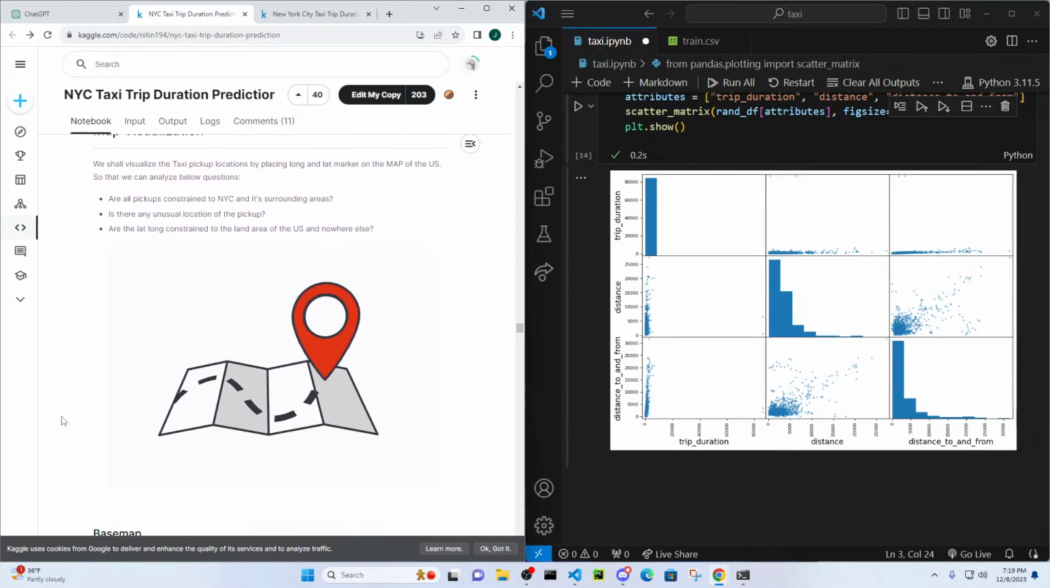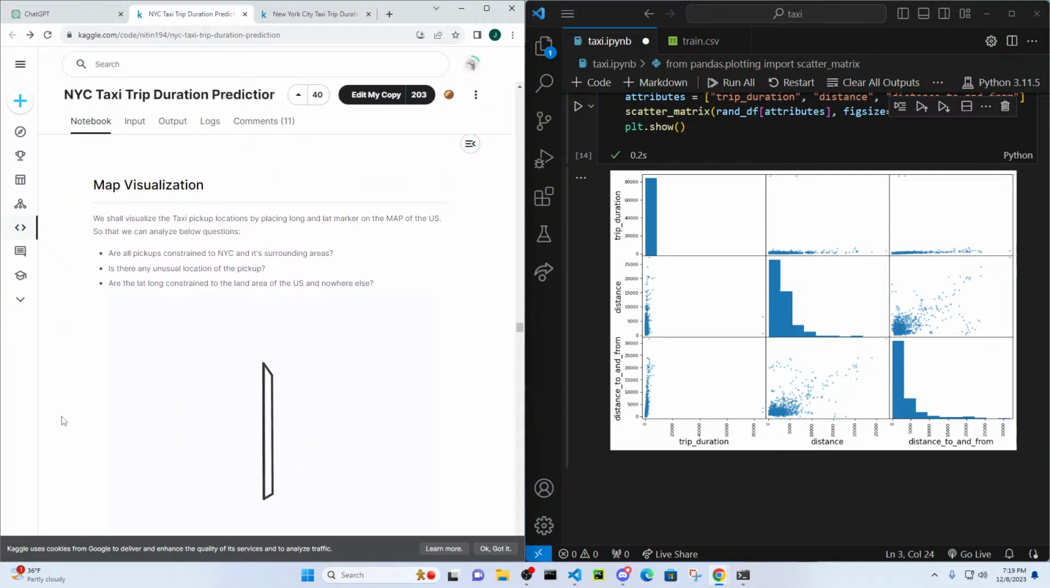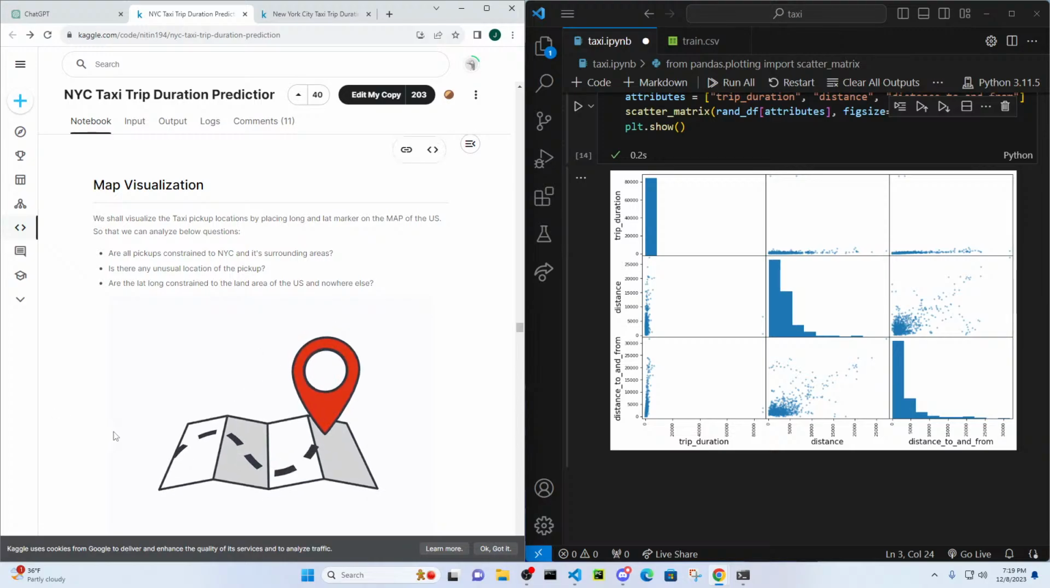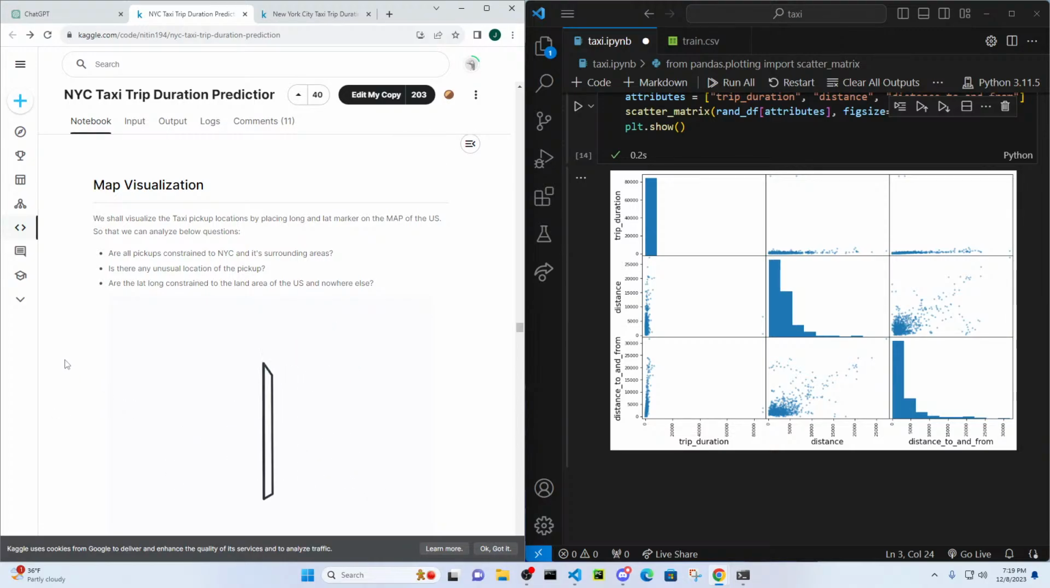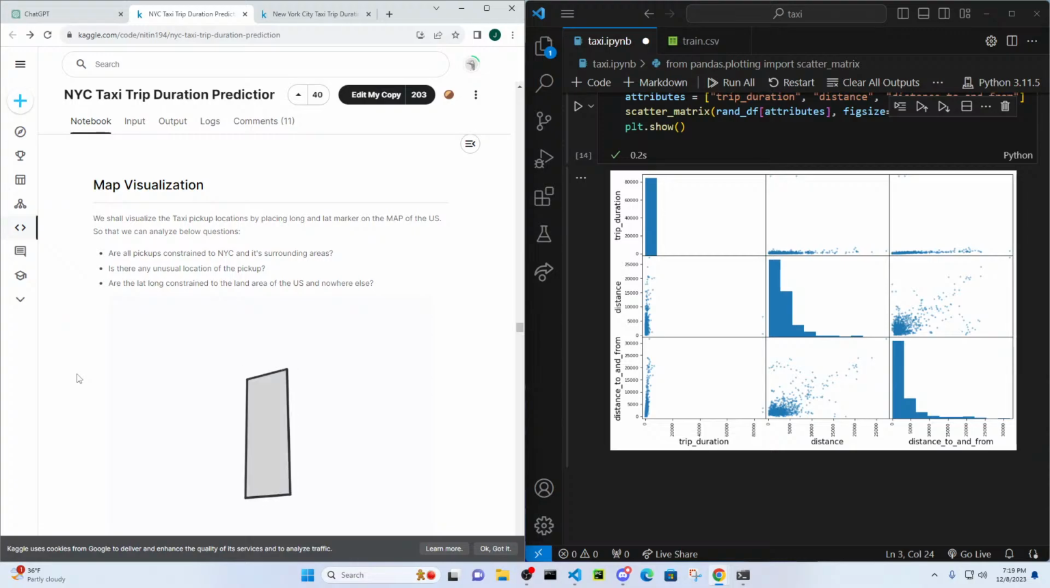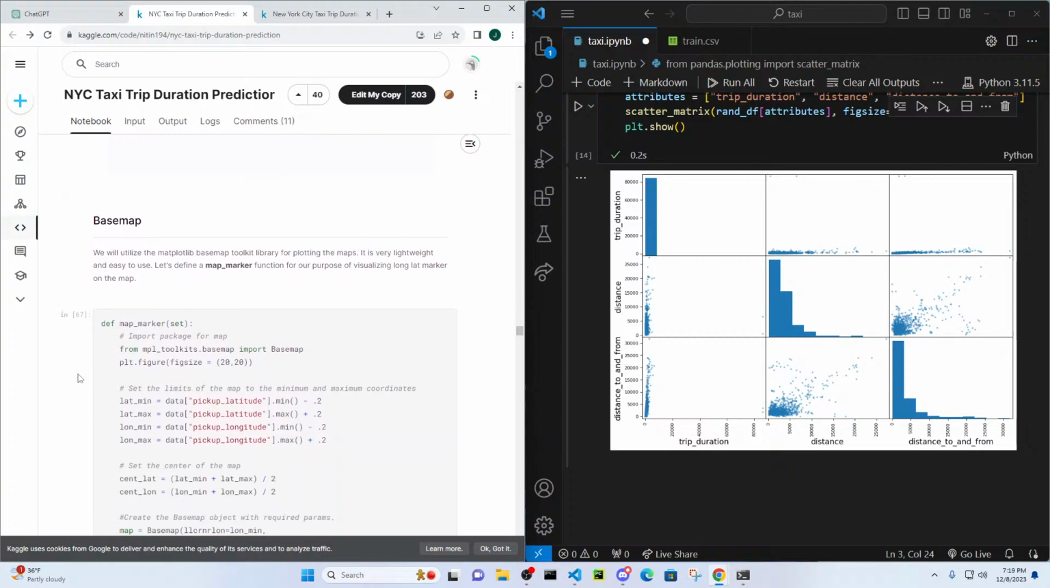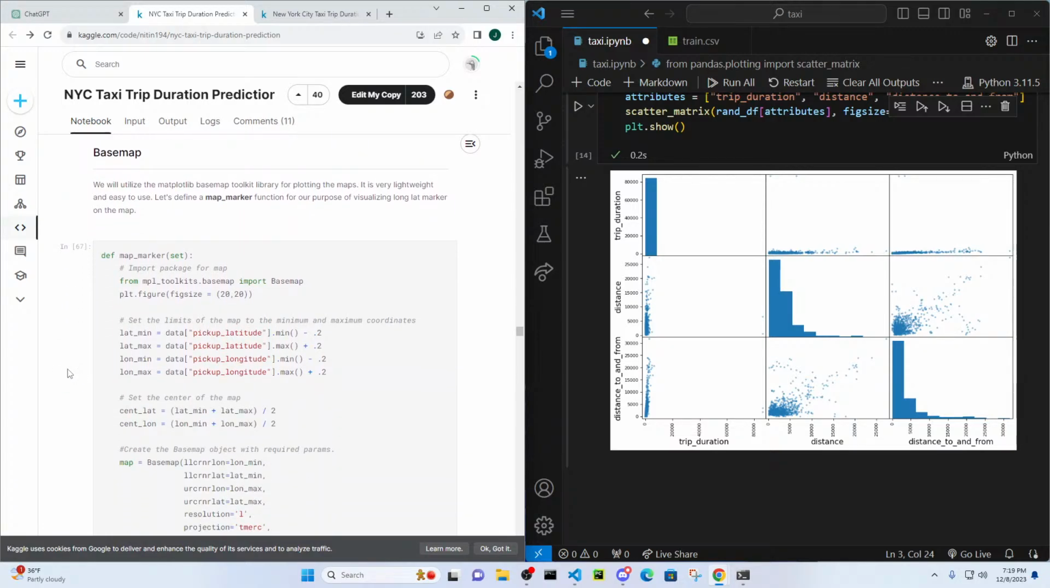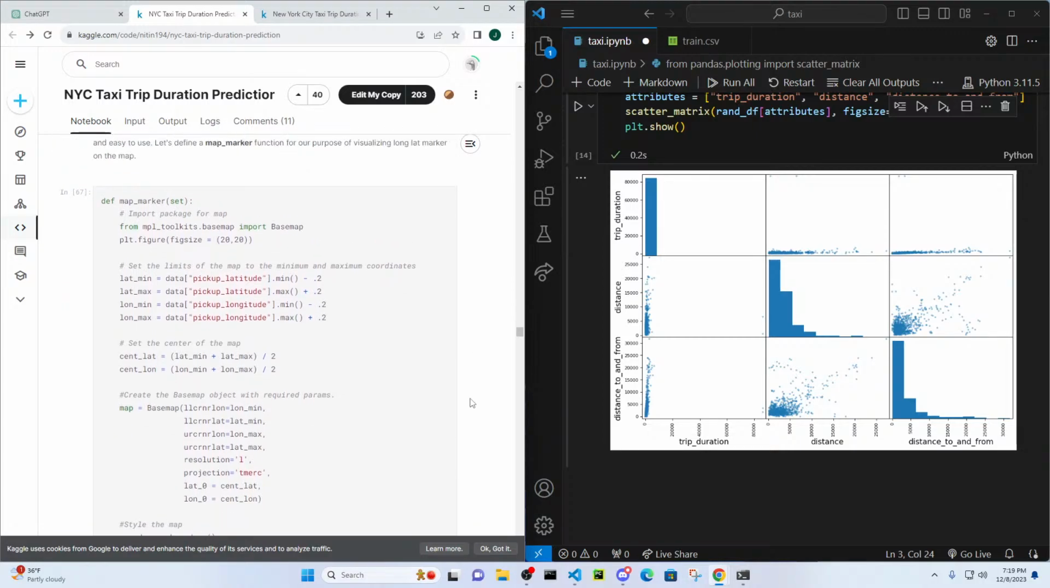Map visualization. Cool. This is the stuff I like. We shall visualize the taxi pickup locations by placing long and lat markers on the map of the U.S. so that we can analyze the below questions. Are all pickups constrained to New York City and its surrounding areas? Is there any unusual location of the pickup? Are the latitude, longitude constrained to the land area of the U.S. and nowhere else? So base map. We'll utilize the matplotlib base map tool. So this is basically just creating a map marker for each latitude and longitude pickup.